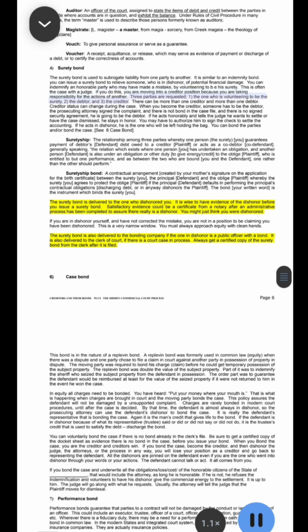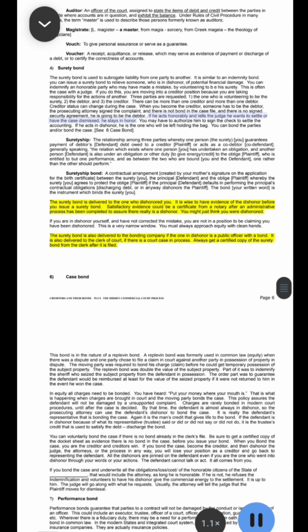Three parties are required: 1. The one who is volunteering to be the surety, 2. The debtor, and 3. The creditor. There can be more than one creditor and more than one debtor. Creditor status can change during the case. When you become the creditor, someone has to be the debtor. If the prosecuting attorney signed the complaint, and there is no bond in the case file, and there is no signed security agreement, he is going to be the debtor.